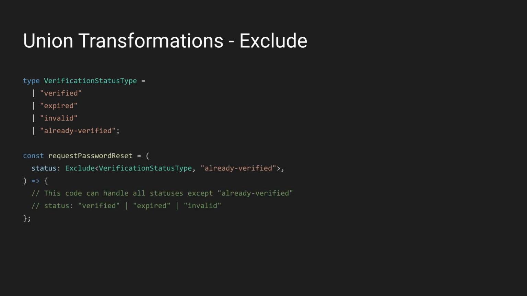Exclude allows removing specific values from the union type. In the given example, we have a union of verification status types. In a certain section of the code, we can manage every type of status except already verified. We can create a type from this union based on the original verification status, but exclude already verified. The syntax of the Exclude utility involves two arguments. The first is the original union, and the second is another union whose values we aim to exclude from the first one. You can perceive this operation as a set subtraction.